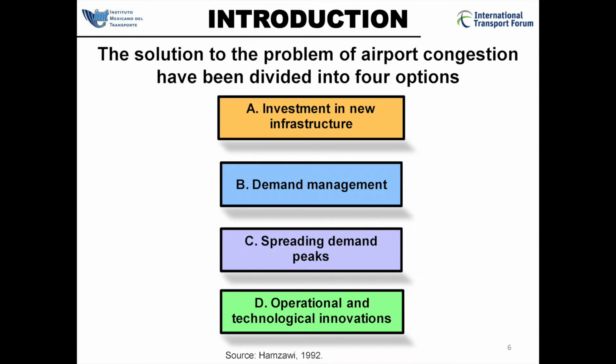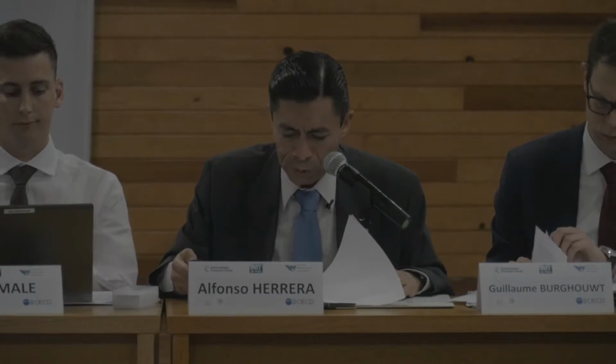Option A is related to the incorporation of new infrastructure. This option increases the capacity of the entire airport or the capacity of some of its subsystems. Option B establishes mechanisms that reduce the demand for airport services. Option C, although it doesn't diminish the demand, redistributes operations, which results in greater operational efficiency of the airport. Finally, option D, through operational or technological innovations, also increases the efficiency of the airport. Now, let's briefly review each one of these options.